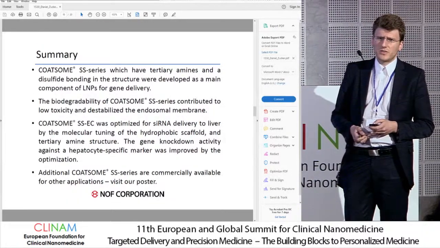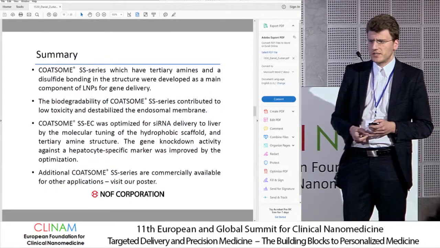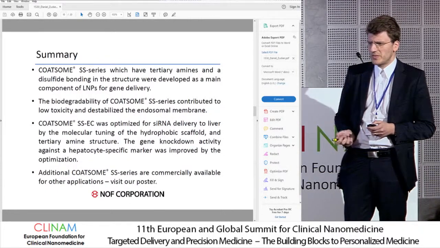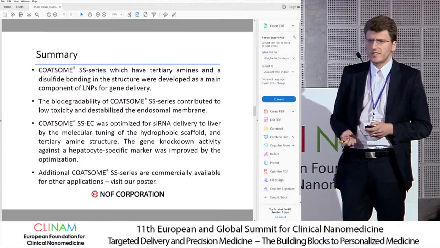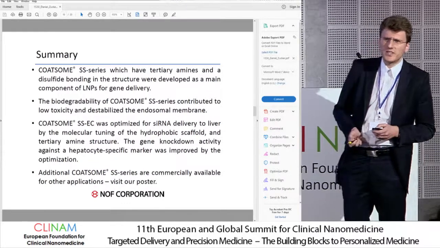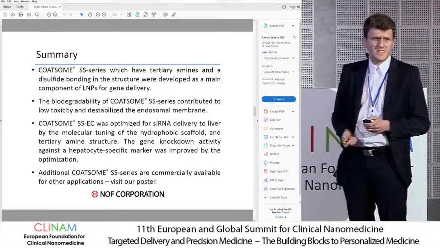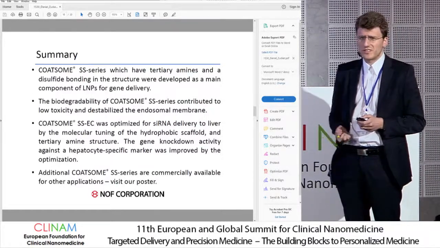Finally, we have also other constructs of the COATSOME SS series for other applications. If you are interested, then please visit our poster number 73.